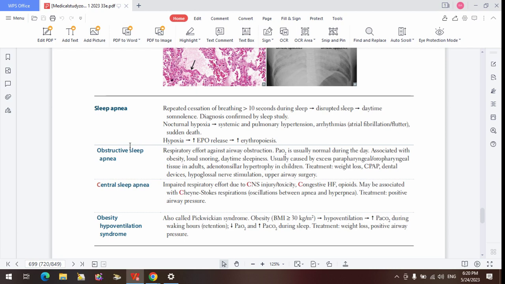So during the day, the level of their oxygen and their CO2 is normal, but at night, they snore, and the level of PCO2 is increased at night in obstructive sleep apnea. And one of the prominent causes of that is obesity. Obesity, apart from causing obstructive sleep apnea, can also cause obesity hypoventilation. These guys cannot breathe out and breathe in very well.